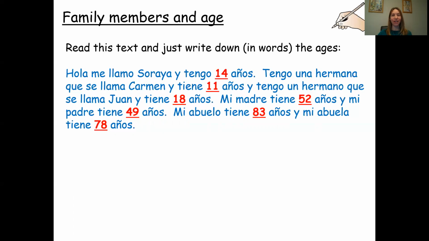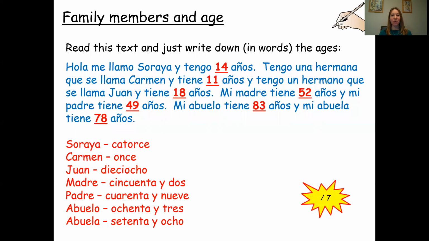Excelente. Let's look at the answers. So here we have the answers. Soraya, 14, Carmen, 11, Juan, 18, la madre, 52, el padre, 49, el abuelo, 83, y la abuela, 78. Give yourself a mark out of 7.